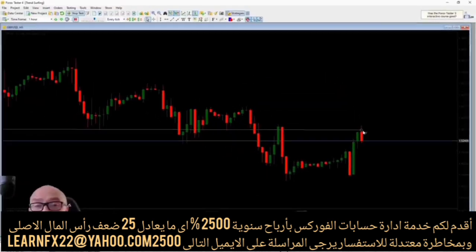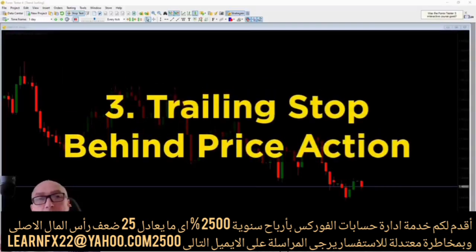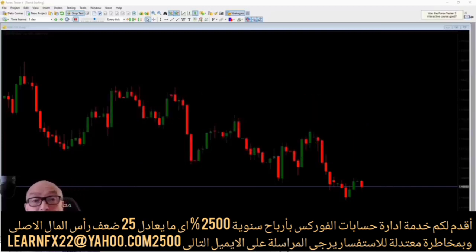So using a factor of an ATR is another way that we can exit a trade. Okay, so lastly we'll look at using a trail stop behind price action, behind the recent high or low of the previous candle. Now this is going to be a sell trade, so we'll trail our stop behind the recent high of the previous candle.